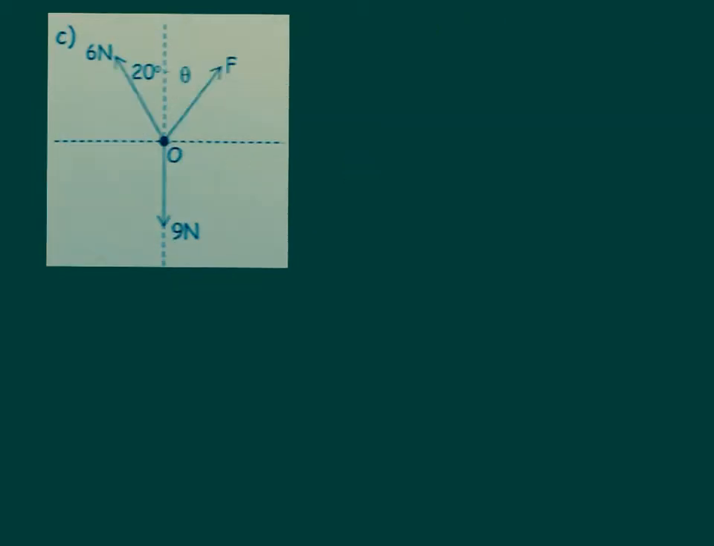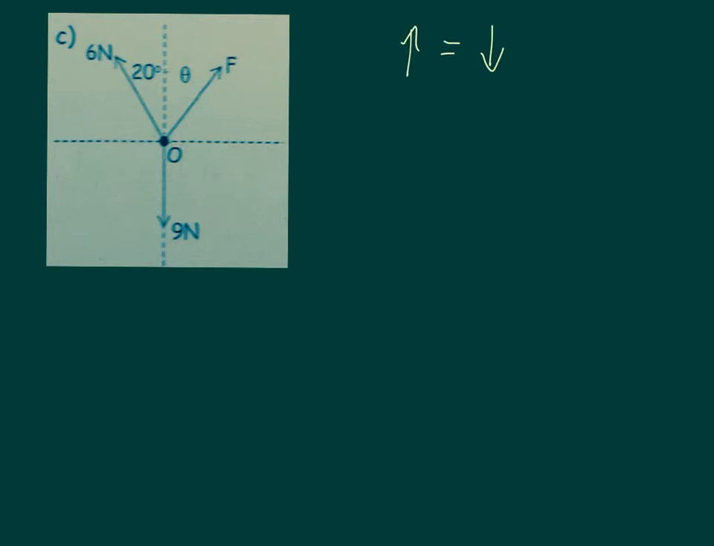Here we have another object in equilibrium, and we have an unknown force at an unknown angle to find. Again, we take components in the horizontal and vertical, and we do upward forces equal downward forces equilibrium equation, and we do forces to the left equal forces to the right equilibrium equation, and then we again solve it for the unknown force and the unknown angle.